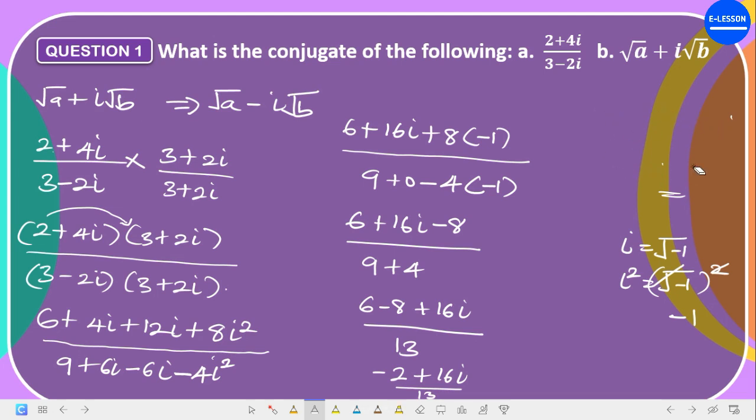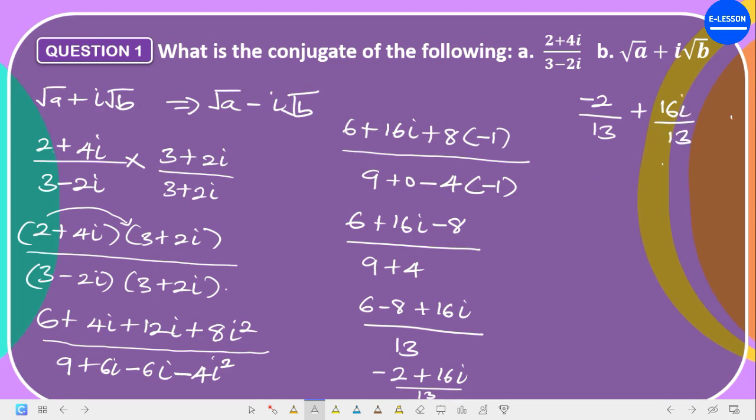Now, in this form, you can express it in the form of real and imaginary. Remember that the 13 underneath belongs to both minus 2 and 16i. So this will give us minus 2 divided by 13 plus 16i divided by 13. That is if we spread the 13 under both sides. Are we getting it? It is still the same thing as what we have here.